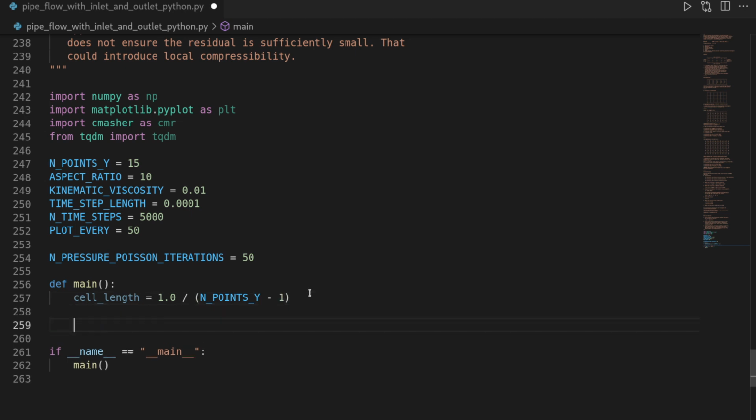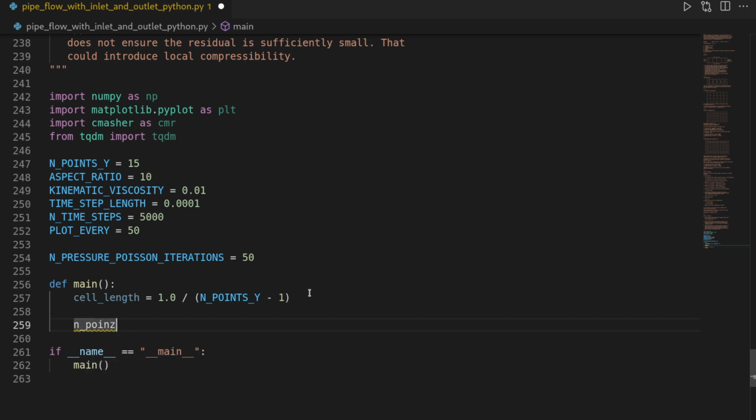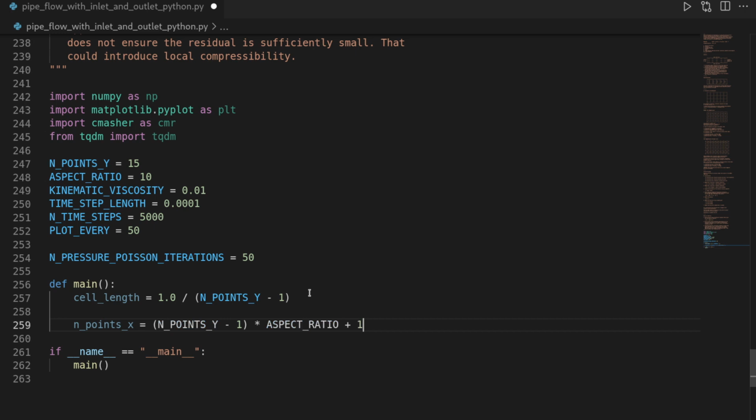And then let's infer the number of points in X by the aspect ratio. So we say endpoints in X is going to be endpoints in Y minus 1 multiplied with the aspect ratio plus 1. So in our case, this is 14 times 10, which is going to be 140, and then we have 141 discretization points in X direction.